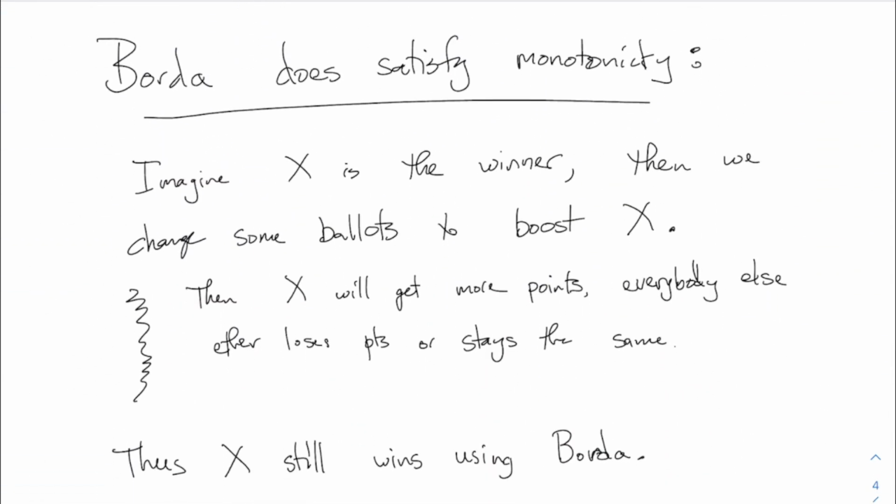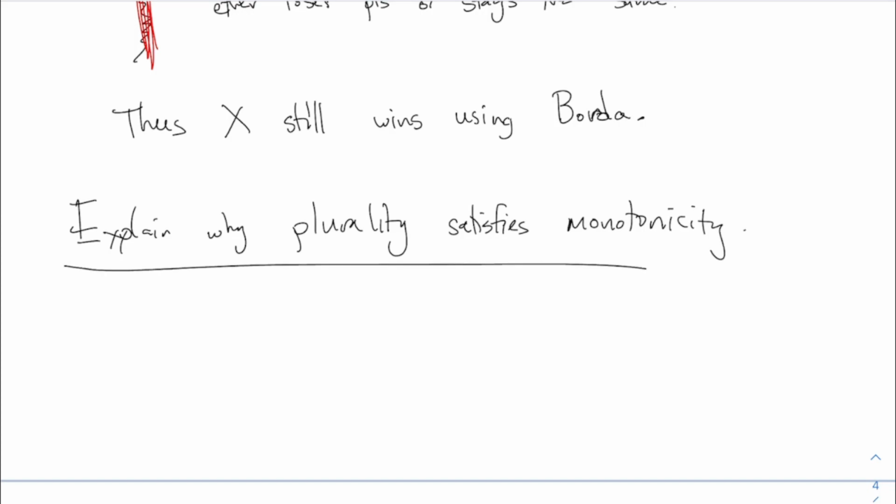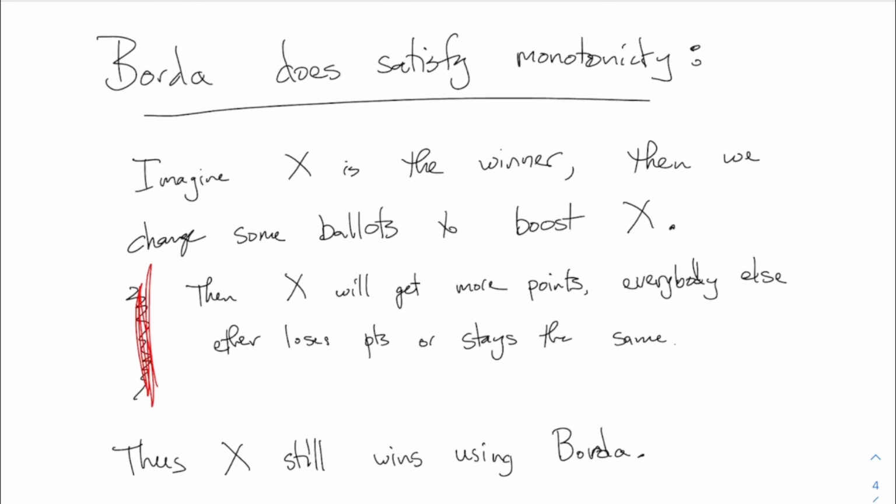You want to write something like this. It should have the same structure except for the middle. The middle part will be different, right? But otherwise everything will be the same. I want you to explain why plurality satisfies the monotonicity. It should have exactly the same structure. And in fact, you can write just the exact same first sentence. The second sentence will be different because plurality is not about points. And then the last sentence will be the same again. I'll give you a few moments to think about it, and then we'll discuss.